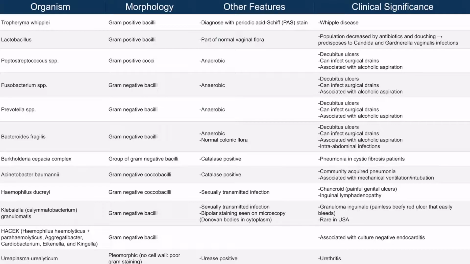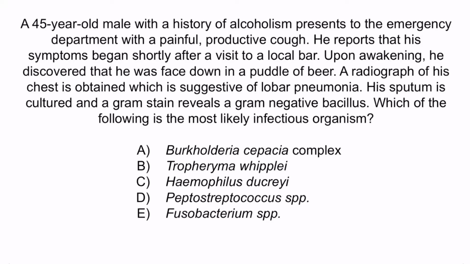So now let's review what you've learned with a question. A 45-year-old male with a history of alcoholism presents to the emergency department with a painful, productive cough. He reports that his symptoms began shortly after a visit to a local bar. Upon awakening, he discovered that he was face down in a puddle of beer. A radiograph of his chest is obtained, which is suggestive of lobar pneumonia. His sputum is cultured and a gram stain reveals a gram-negative bacillus. Which of the following is the most likely infectious organism?